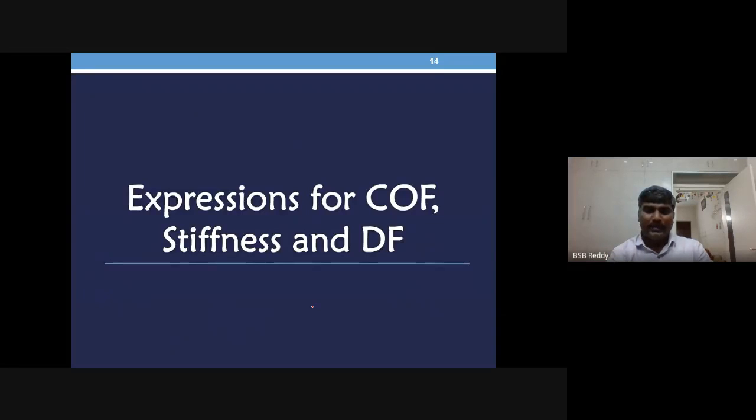Right. So next session we will come back and talk about the formulas for carryover factor, stiffness, and distribution factor. We will develop formulas for these 3 quantities: carryover factor, stiffness, and distribution factor. We'll develop the formulas.